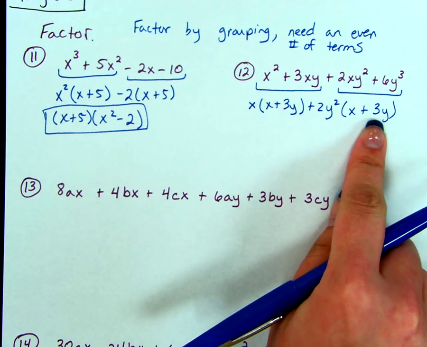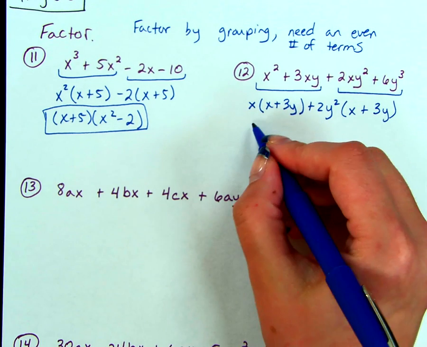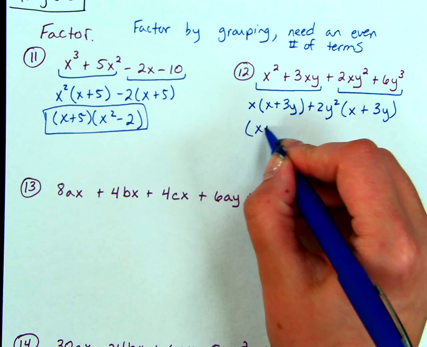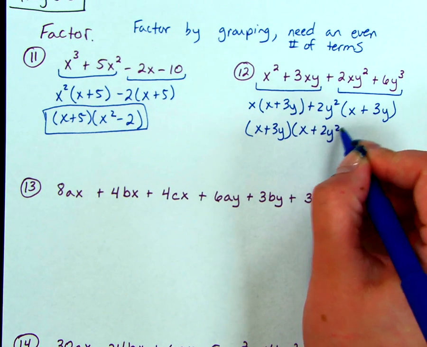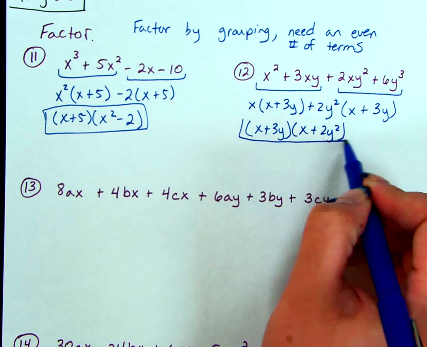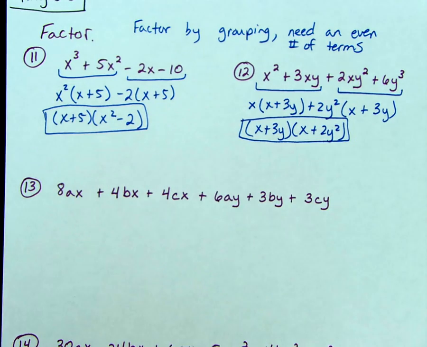So again, parentheses match. So that means that our final factored answer will be x plus 3y, and then x plus 2y squared. And there's nothing else that we can do to simplify, so that is our final factored answer.